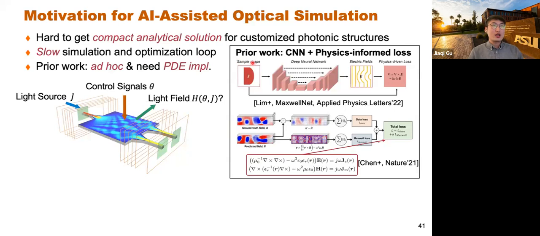So there's some prior work using convolutional neural networks or, as you may have heard, physics-informed neural networks, trying to minimize the error on the Maxwell equation to learn how to solve it. But those prior works are ad hoc to a specific structure, for example, this lens. And you also need the PDE implementation. You need to actually implement those Maxwell equations, which is no easier than implementing the simulator from scratch. All those boundary conditions and initial conditions are very costly.